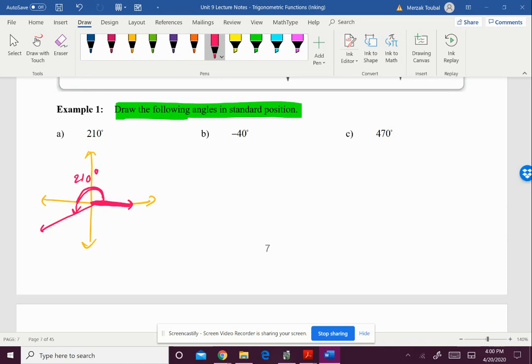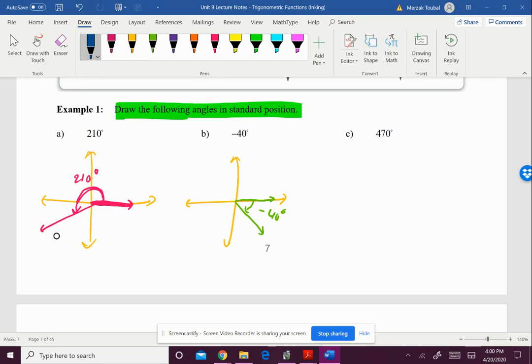Second one is negative 40, or example B. Negative 40, so that's a negative measure. So it means we start from the positive x-axis, and then we need to rotate clockwise. We don't go far because negative 40 is a small angle. Now this is negative 40 degrees.